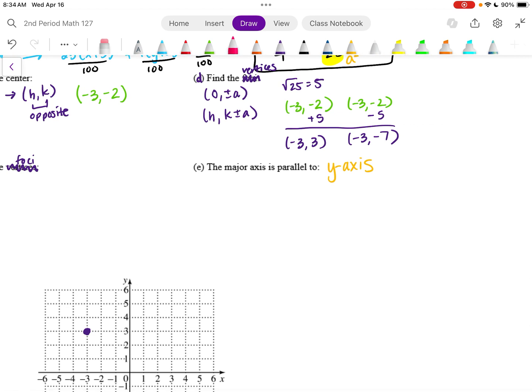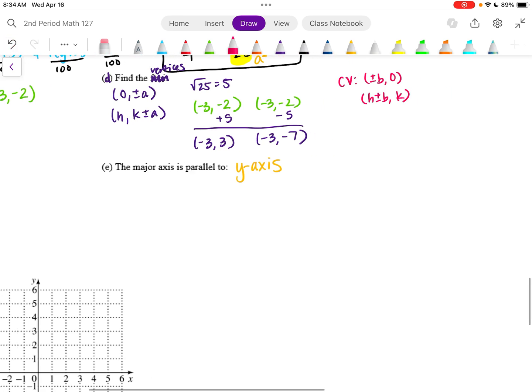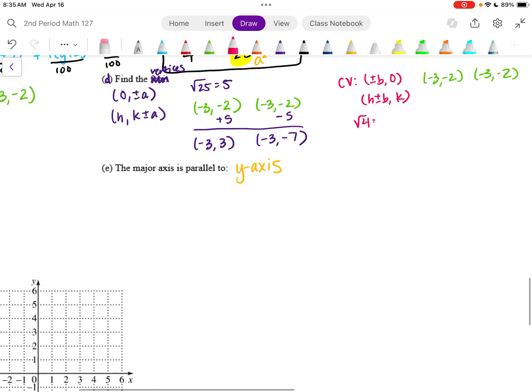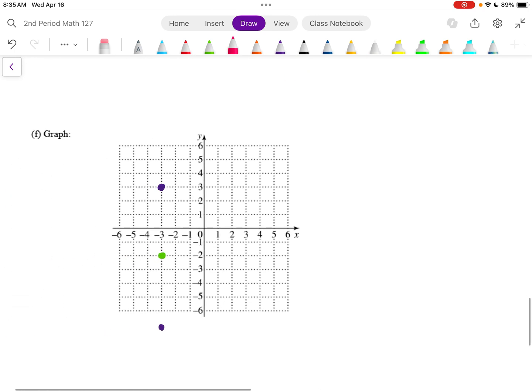Okay, then again, you don't have to do this. I like to do it to help me. So I'm going to find my co-vertices, which in this case would be plus or minus b, comma, 0. But again, we're dealing with the translation, so it's going to be h plus or minus b, comma, k. So it's going to be that -3, -2. B is the square root of 4, which is 2. So we're going to add 2 and we're going to subtract 2. So we get -1, -2, and -5, -2.